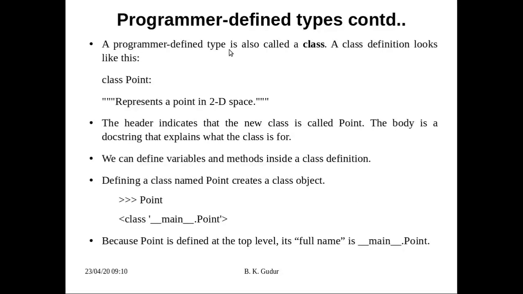A programmer defined type is also called a class. As I was telling, a class is nothing but a programmer defined type. A class definition looks something like this. There is a keyword called class, and Point, as you can see, is the name of the class. You can have any name for the class, and remember, by default, while naming a class, the first character is a capital letter and the remaining characters are small letters.